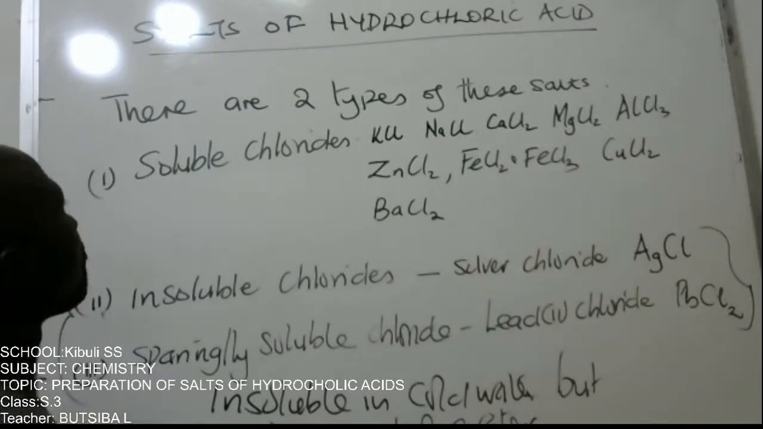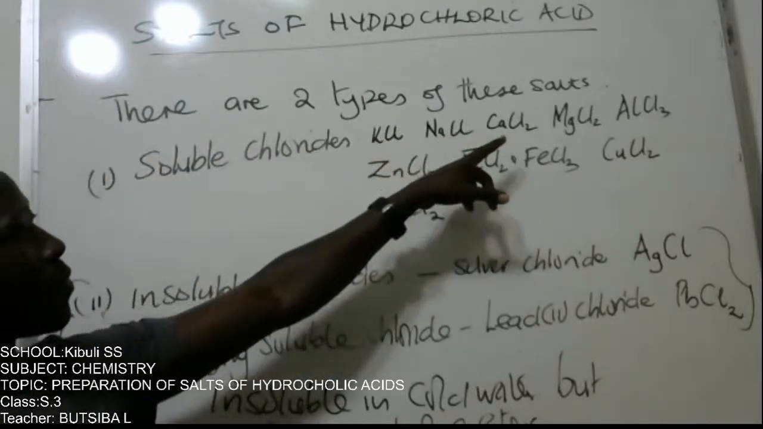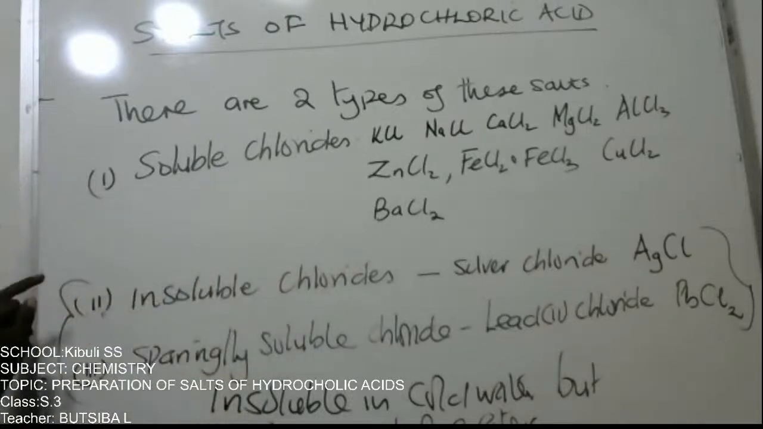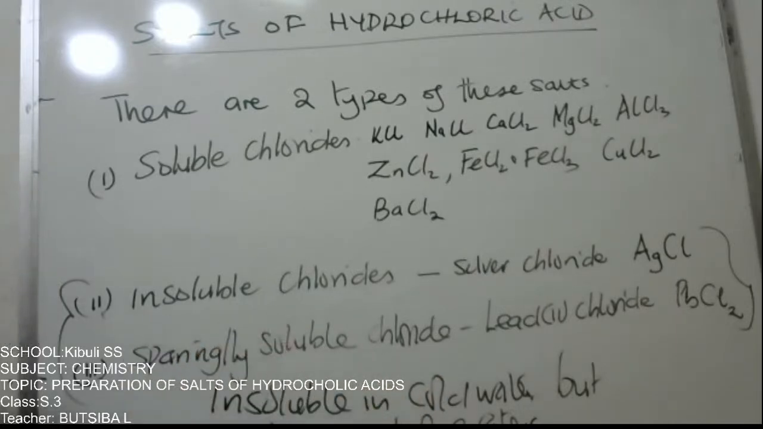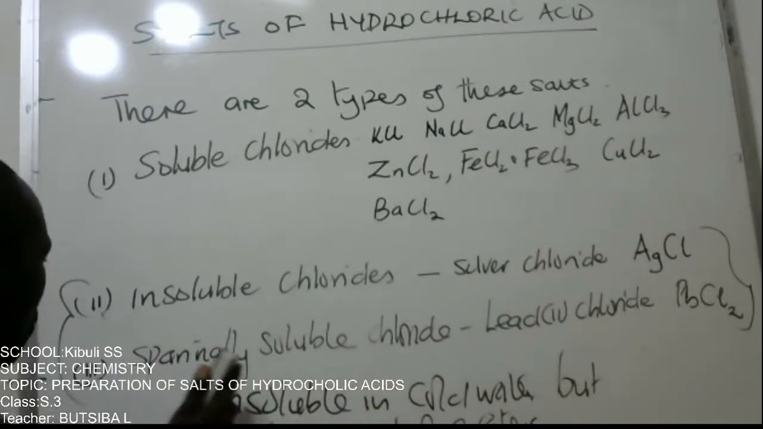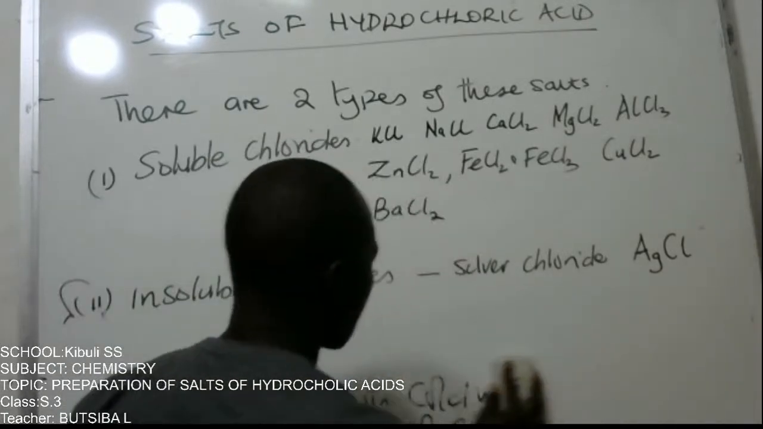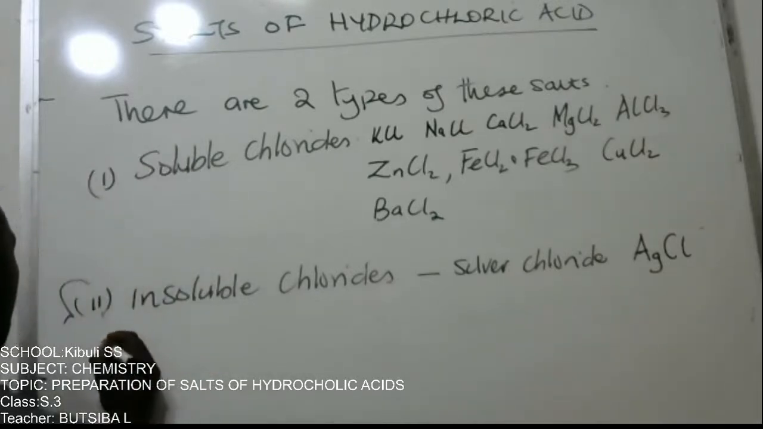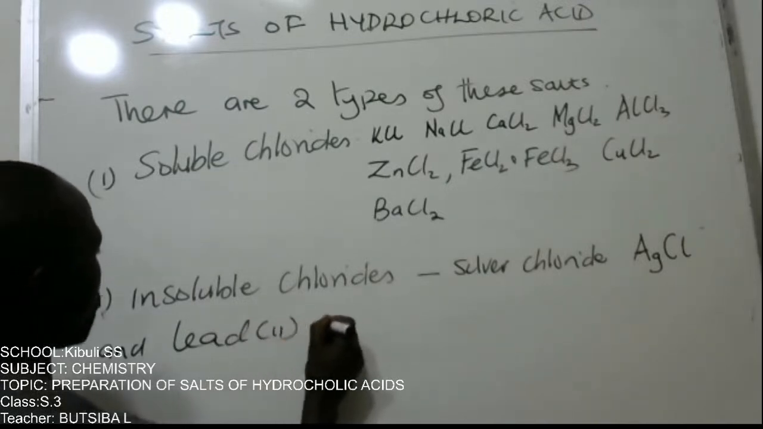We are capturing the following. You capture that there are two types of chlorides. Roman 1, soluble chlorides. Roman 2, insoluble chlorides and sparingly soluble chlorides. So we shall say insoluble chlorides. We shall list the two insoluble chlorides: silver chloride and lead 2 chloride.